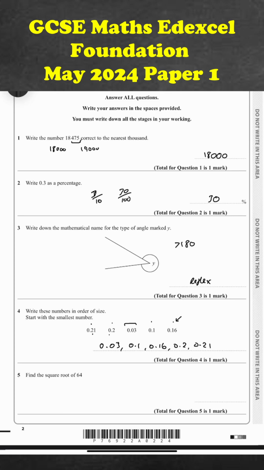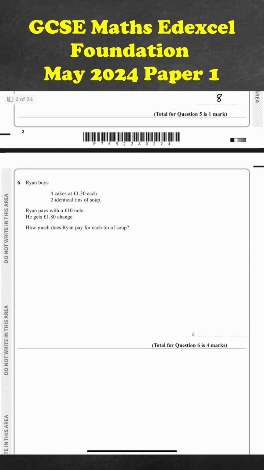And question number 5, find the square root of 64. So the square root of 64 is just 8, as 8 squared is 64.